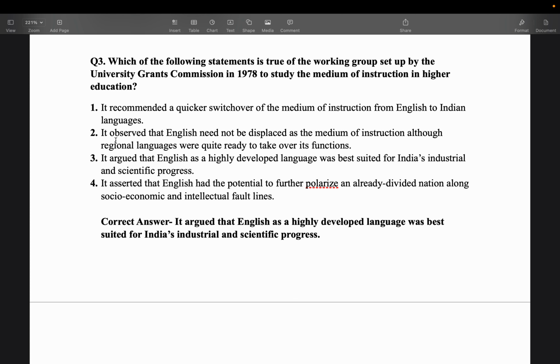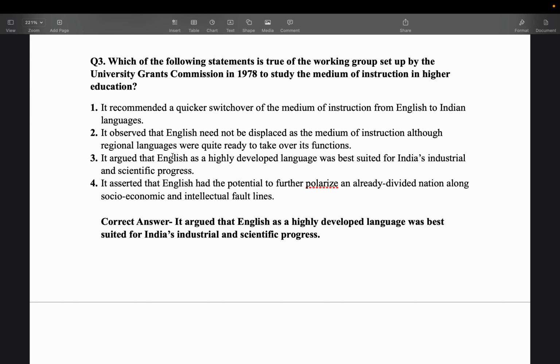Let us take a look at the options. It recommended a quicker switch over of the medium of instruction from English to Indian languages. No. From English to Indian languages in 1978, they will not say. One is wrong. It observed that English need not be displaced as the medium of instruction, although regional languages were quite ready to take over their functions. C, let us take a look. Keep it aside. Let us see.